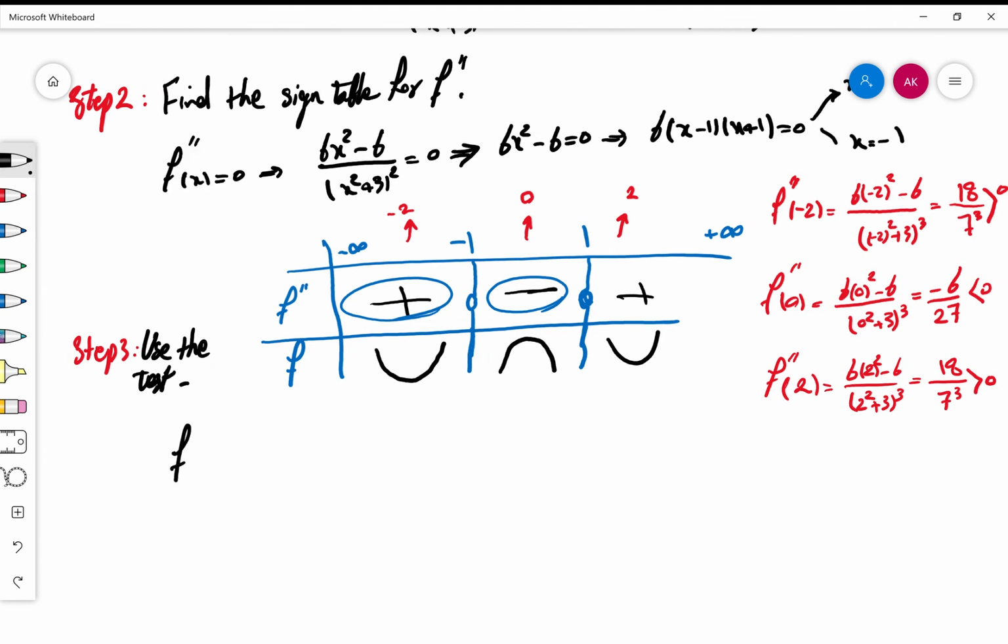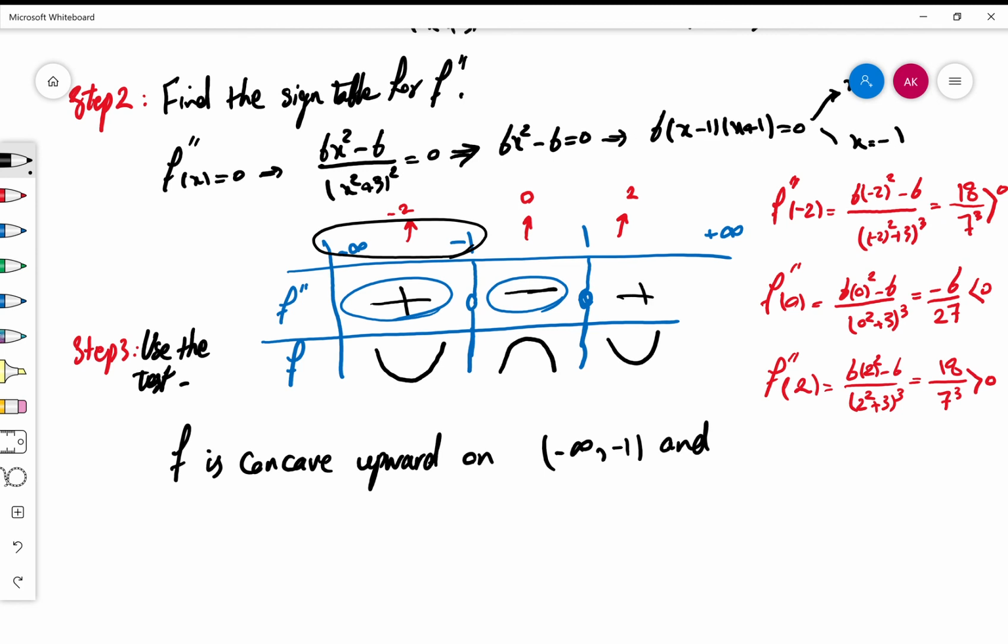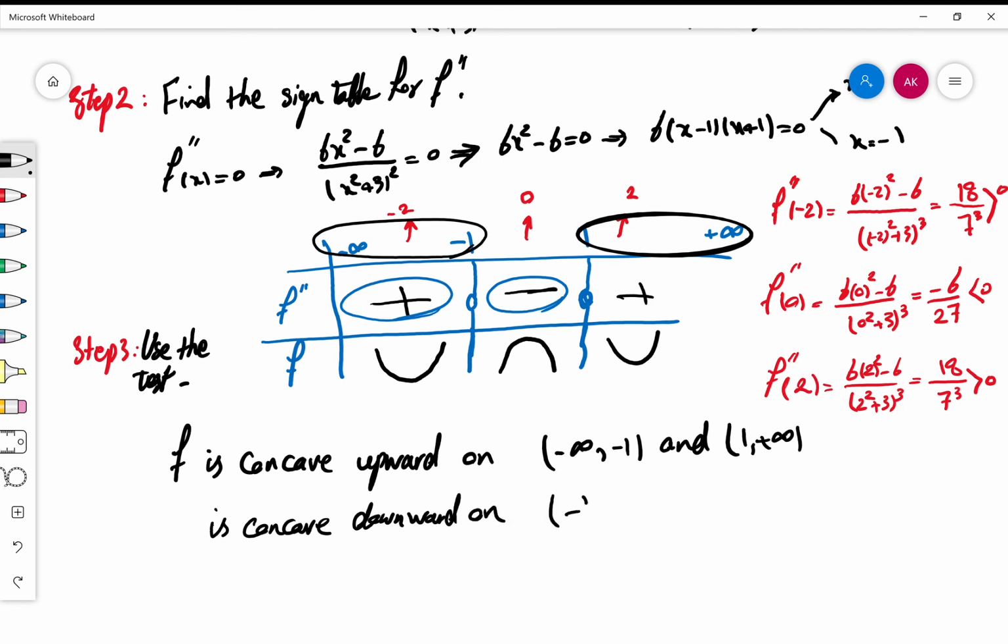f is concave upward on the interval from negative infinity to negative 1, see up here, and from 1 to positive infinity here. And it is concave downward on the interval from negative 1 to 1.